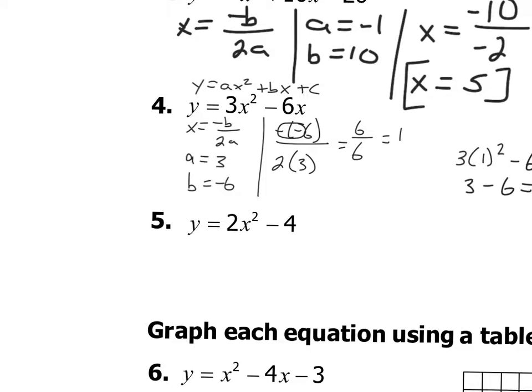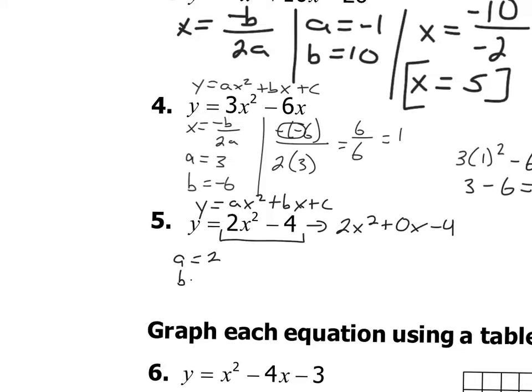Alright, so next, remember, your standard form is y equals ax squared plus bx plus c. So your b value is going to be the number in front of the x. What number is in front of the x in this quadratic equation? Well, we could rewrite this as 2x squared plus 0x minus 4, right? So, what number's in the b place? It's 0. That negative 4 is not in the b position because it's not in front of your variable x. That negative 4 is the c.